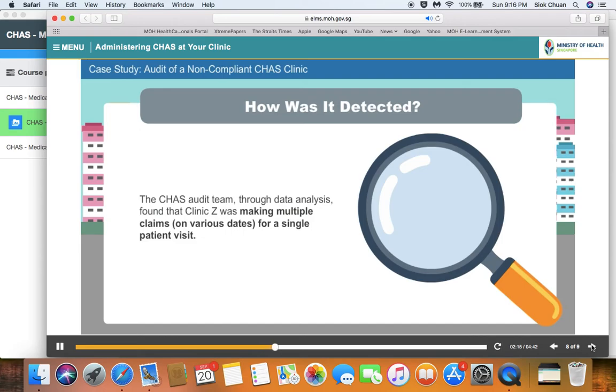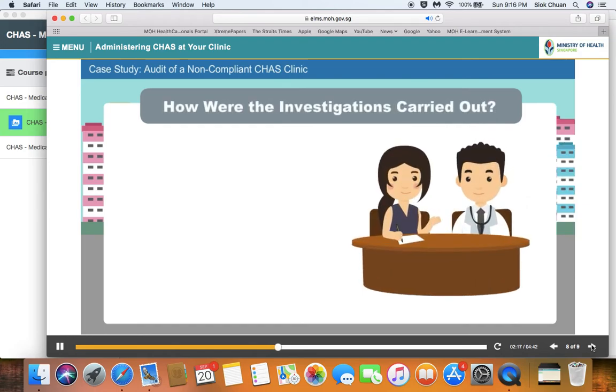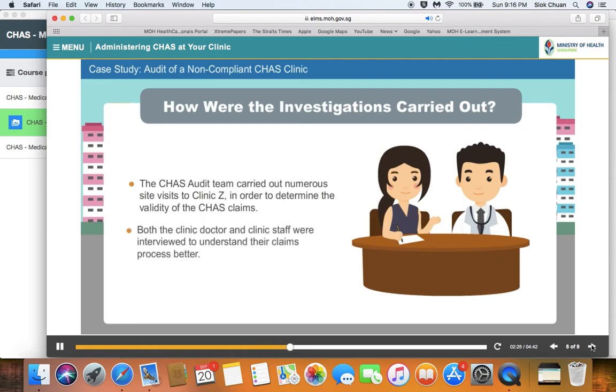MOH views such non-compliant claims as a serious misuse of government subsidies and an unsubstantiated drawdown of patients' annual CHAS subsidy limits. Following the detection, the CHAS audit team carried out numerous site visits on the clinic to determine the validity of the CHAS claims made. The team interviewed both the clinic doctor and clinic staff to find out more about their claim process.